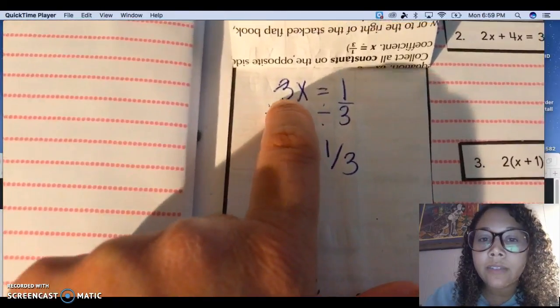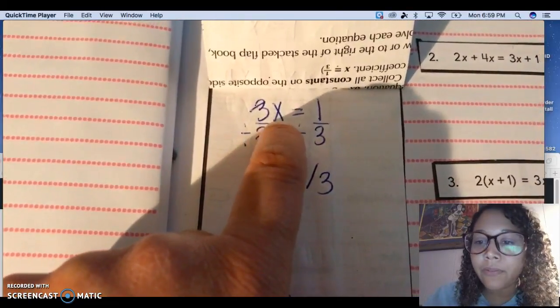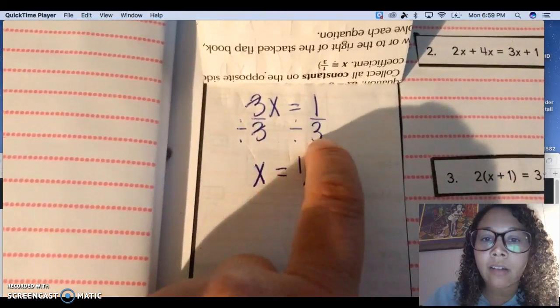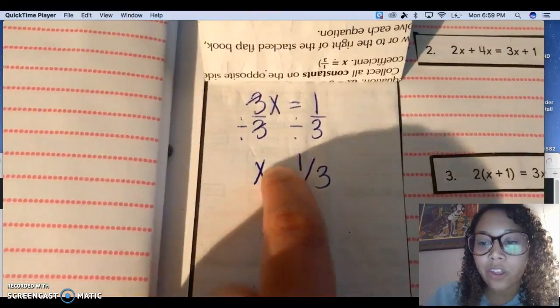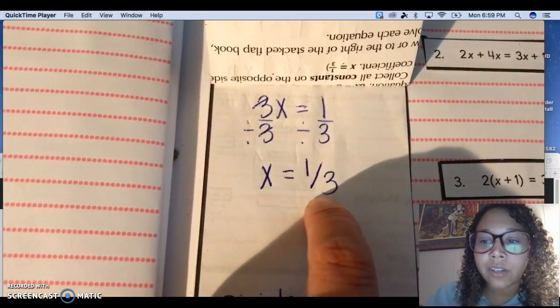Then I'm going to divide by 3 on each side. I've got to divide my coefficient. So 3x divided by 3 cancels out, and 1 divided by 3 stays 1/3. So my final answer is x is equal to 1/3.